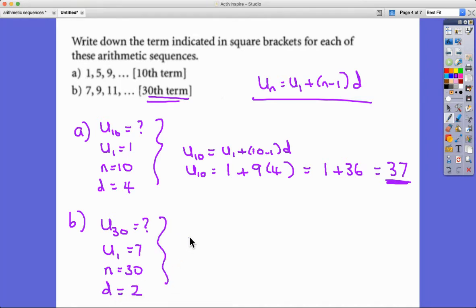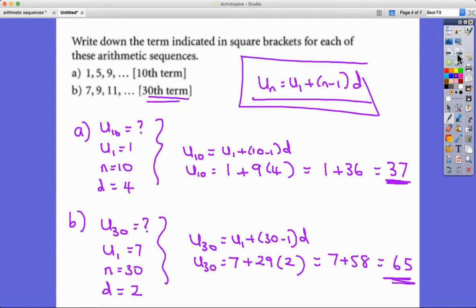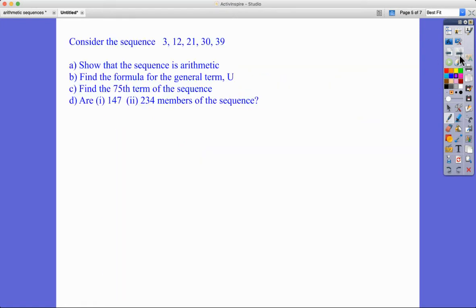Putting all that together, the 30th term is going to be u1 plus 30 minus 1 times the common difference. So the 30th term is going to be 7 plus 29 times 2, which is equal to 7 plus 58, which equals 65. So much, much quicker than counting up by 2, 30 times or 29 times. That's quite boring. So we've answered those 2 questions. Let's look at a different type of question next.